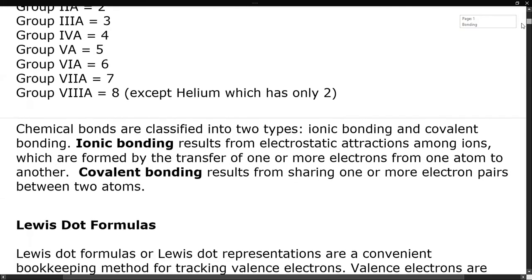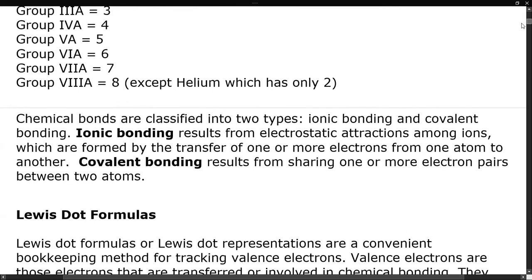Chemical bonds are going to be divided into 2 basic types. Ionic bonding, which we've spent a lot of time focusing on, refers to the transfer of electrons, and then they stick together by electrostatic attraction. Covalent bonding results from the sharing of one or more electron pairs between the 2 atoms. That's going to be the type of bonding we'll focus on in this chapter.